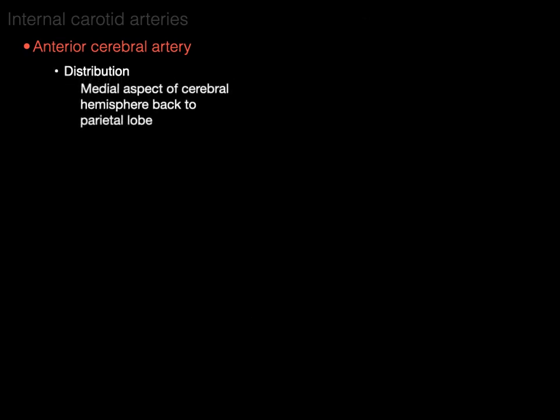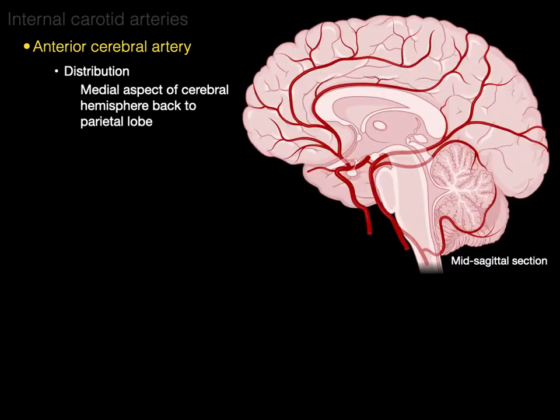The distribution of the anterior cerebral artery is the medial aspect of the cerebral hemisphere all the way back to the parietal lobe. Let's see what that looks like. Okay, I'm going to make the anterior cerebral artery look yellow because the picture I'm going to show is in yellow.